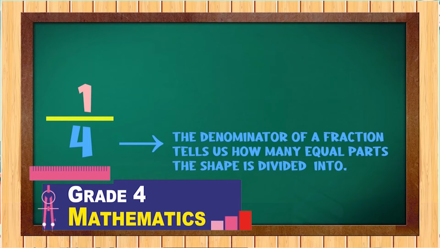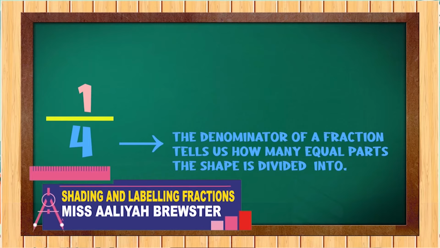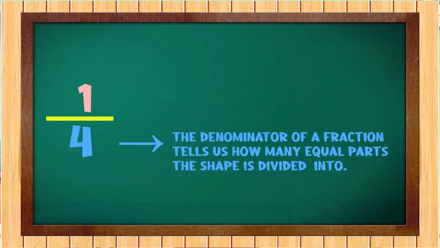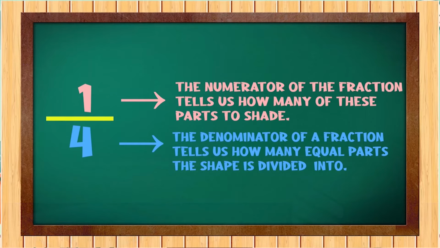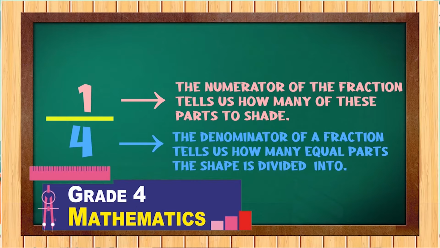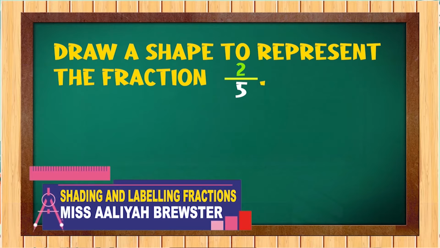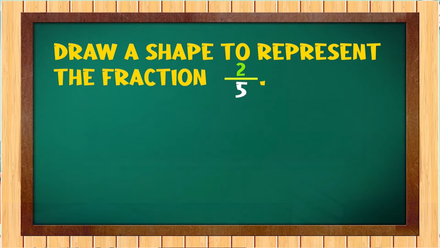I repeat, the denominator of a fraction, which is the bottom number, tells us how many equal parts the shape is divided into. While the numerator, which is the top number, tells us how many of these parts to shade. This is extremely important when you're learning about shading and labeling fractions. So keep that in mind. Let's work together. Take your notepad and draw a shape to represent the fraction 2/5.